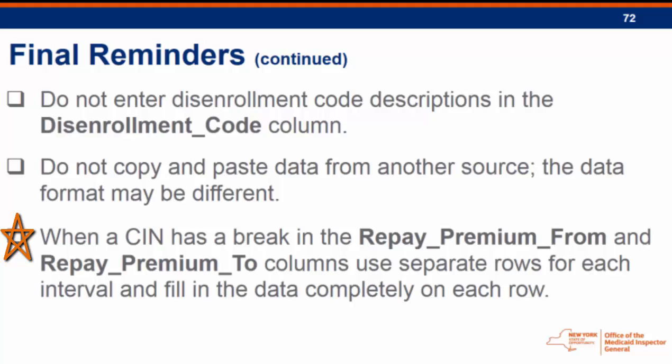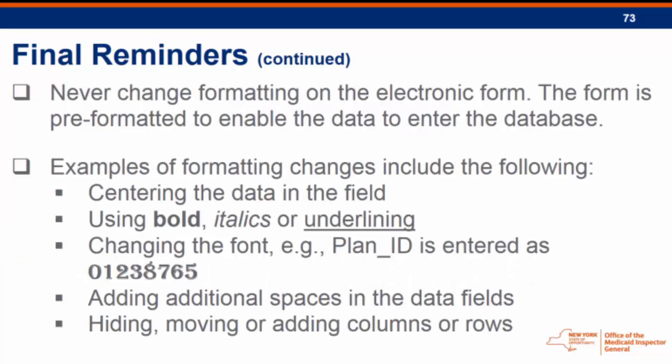When a SIN has a break in the repay premium from and repay premium to columns, use separate rows for each interval and fill in the data completely on each row. Never change the formatting on the electronic form. The form is pre-formatted to enable the data to enter the database. Examples of formatting changes include the following: centering the data in the field, using bold, italics, or underlining, changing the font, adding additional spaces in the data fields, hiding, moving, or adding columns or rows.